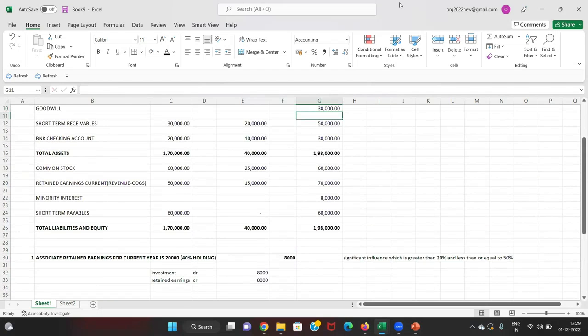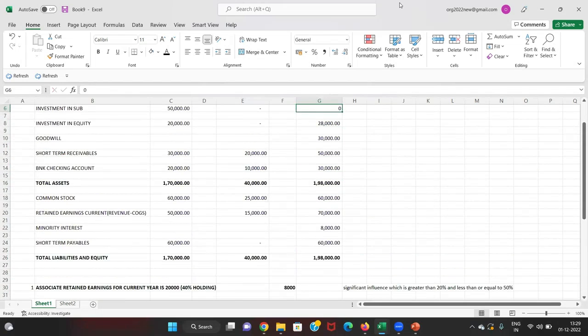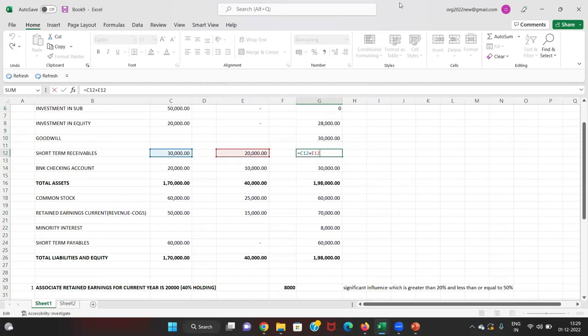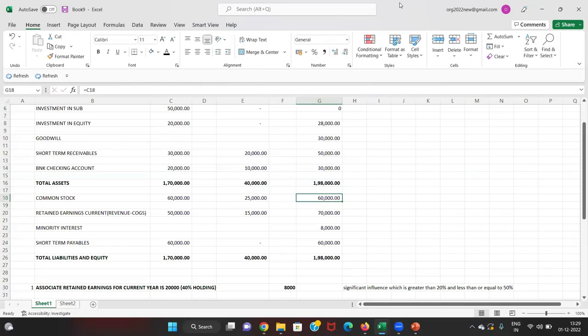We'll go back to our consolidated balance sheet and validate the rest of the figures. So goodwill, we have seen. Short-term receivables will be consolidated 100%. P&K checking account will get consolidated 100%. Common stock will come for only the holding.